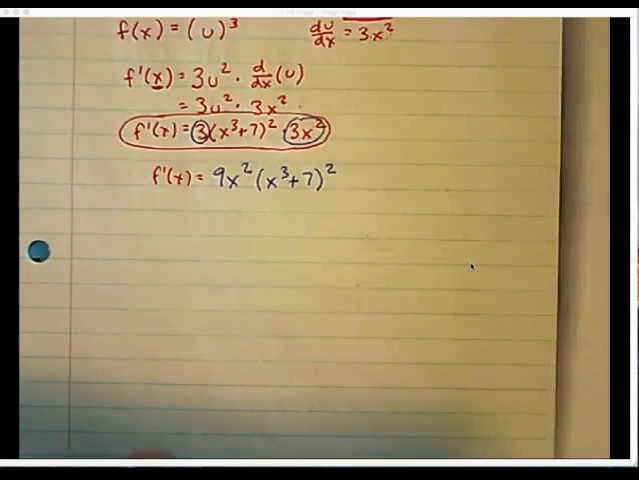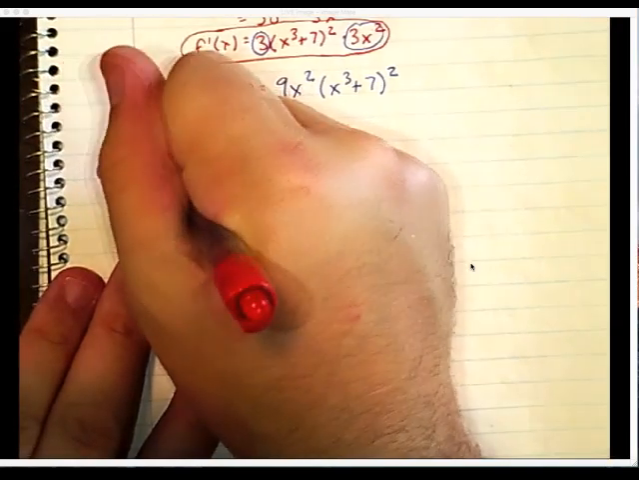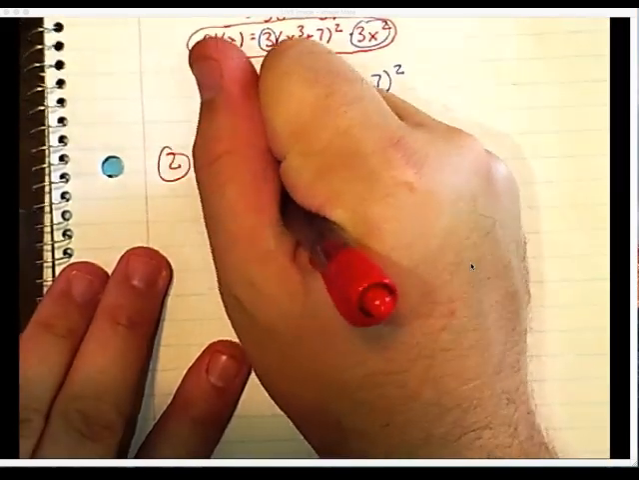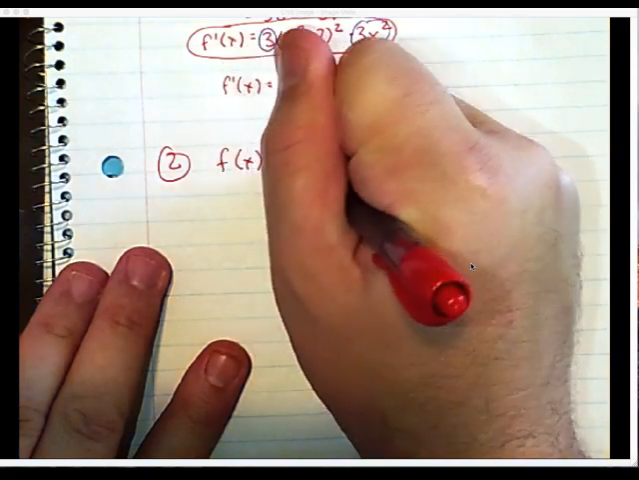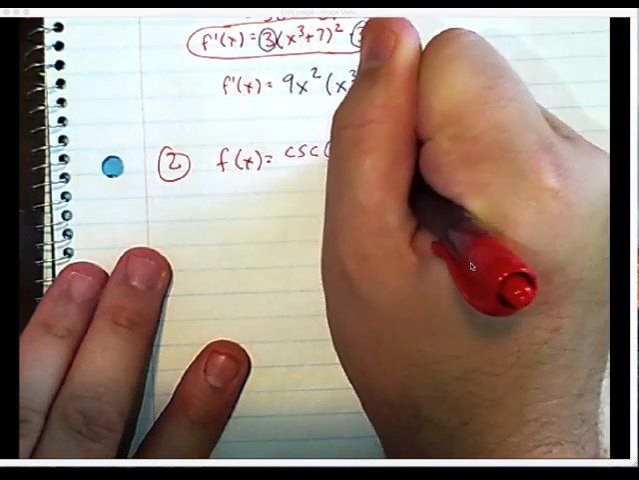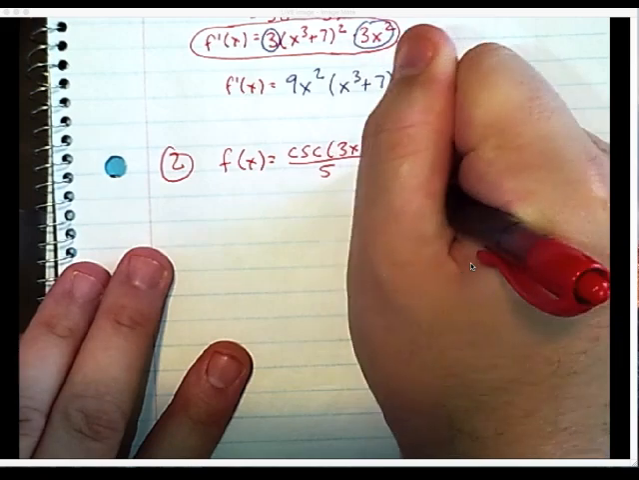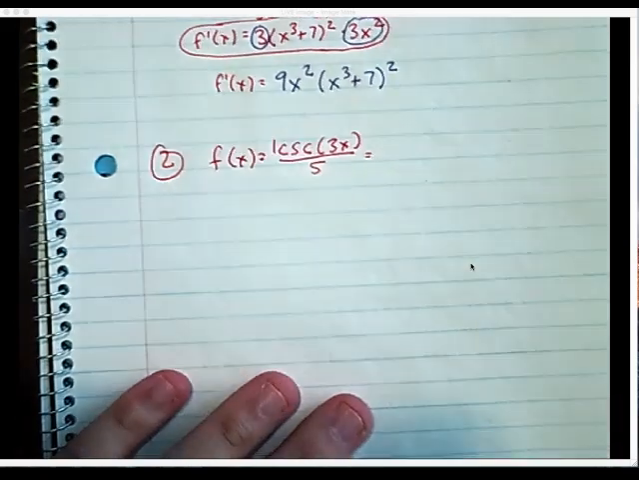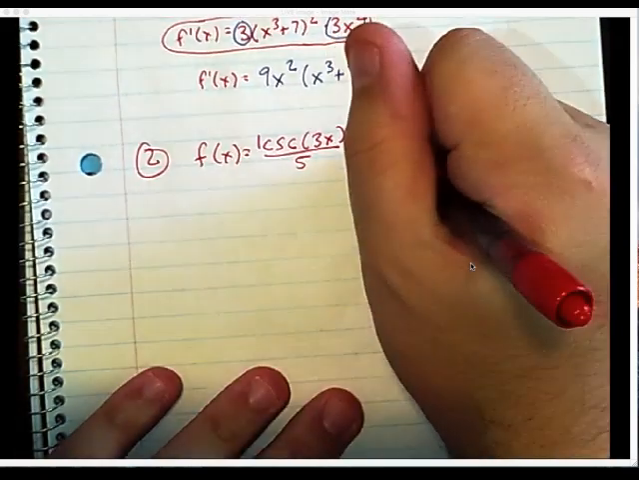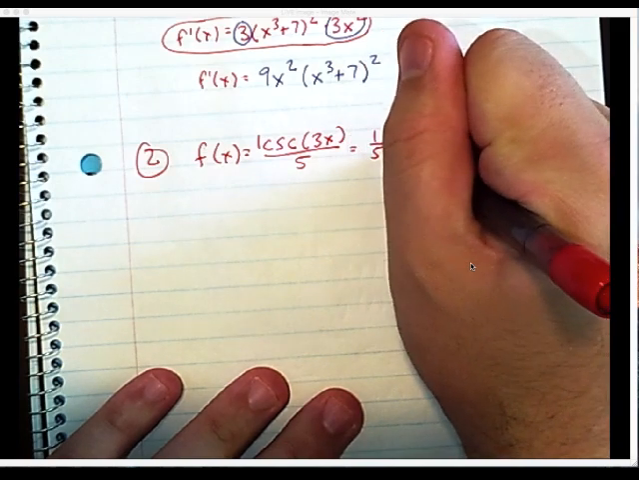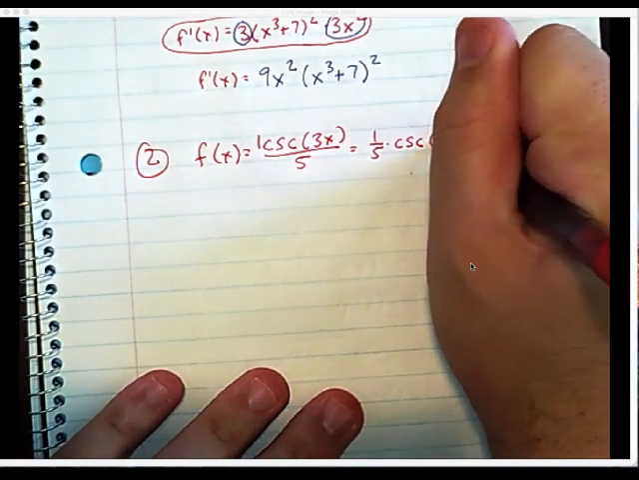So let's look at the next problem, number 2. It says f of x equals cosecant of 3x over 5. Don't forget, I can rewrite that. I do not need to use the quotient rule. I can write that as 1/5 times the cosecant of 3x.